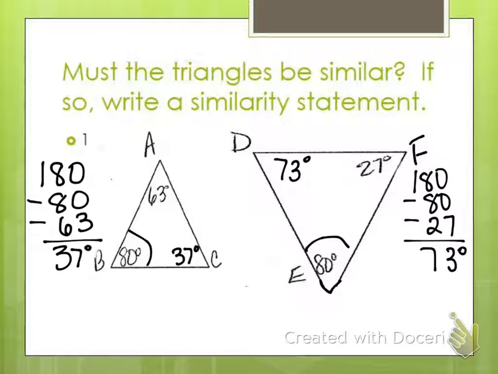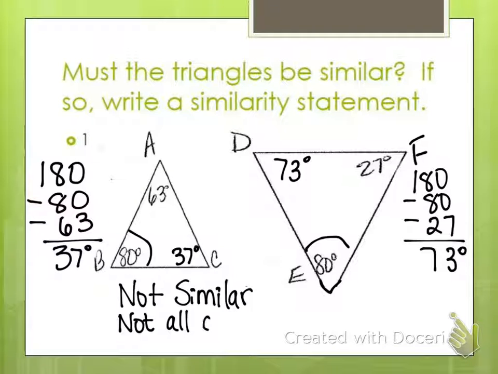Okay, so now, are we going to have any other pairs of congruent angles? No. So are the triangles going to be similar? No. So we would say not similar. If we were asked to explain, we would say not all corresponding angles are congruent. So just because we have one pair of them does not work. We need two pairs of them for the angle-angle postulate.